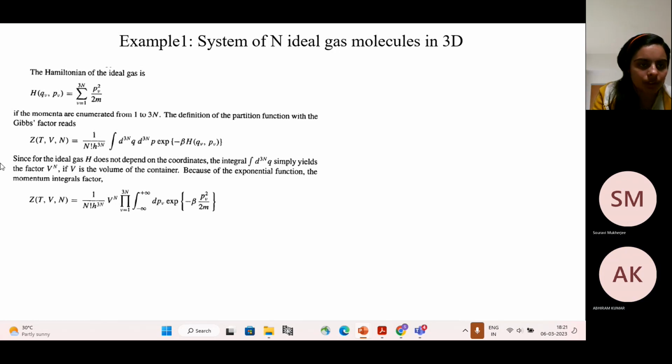Okay. So now what you see here is that in the expression for H, you don't have any position dependence. It only depends on the momentum. So that means you can take this coordinate, the position coordinate, out. And if you integrate that, what will you get? If you just integrate d3q, what do you get out of that?